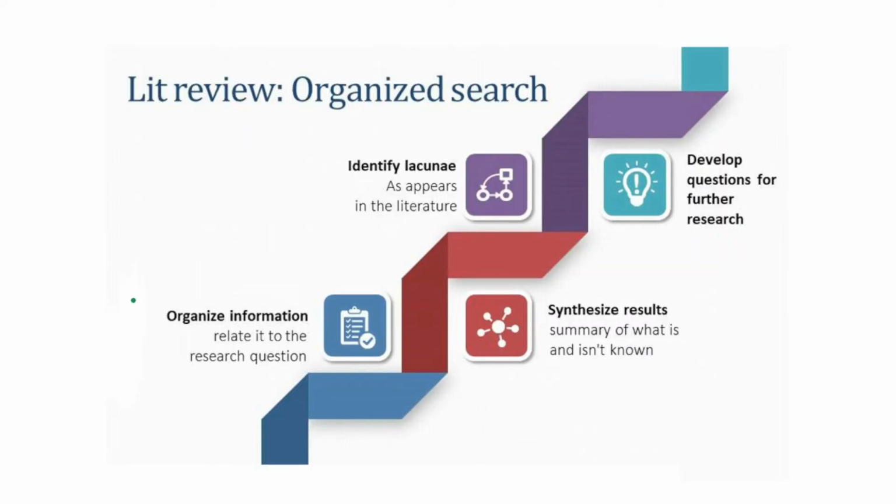Now see the information given in this chart. This chart speaks about the literature review and the organized search. There are certain steps involved in this process. The first one will be to organize the information. Second, synthesize the results. Third, identify the lacunae. And the fourth step will be to develop the questions for further research. So these are the steps: first is organize information, second is synthesize the results, third is identify the lacunae, and fourth is to develop the questions for further research.